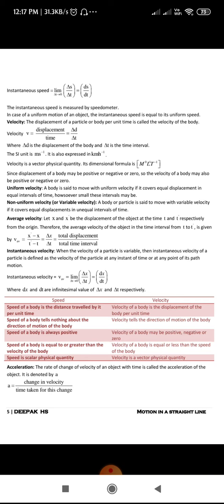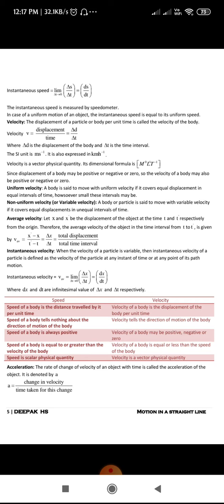Okay, so next, the speed of a body tells nothing about the direction of motion of the body, whereas the velocity tells the direction of motion of the body. As we know, since speed is a scalar quantity, it only says about the magnitude but not about the direction. But velocity, being a vector quantity, says both magnitude and direction. Okay, so that is the second difference. So the next difference is that the speed of a body is always positive, and the velocity of a body may be positive, negative or 0.